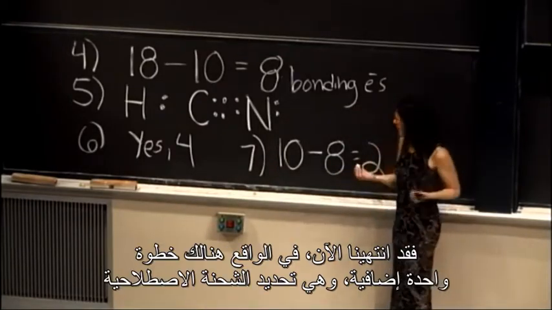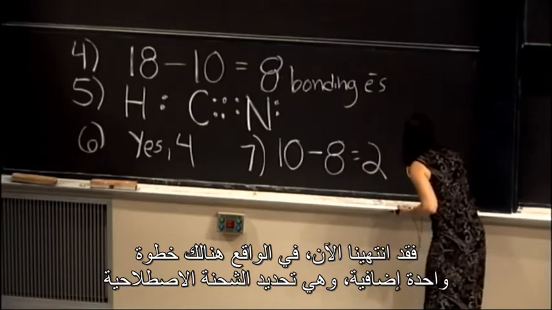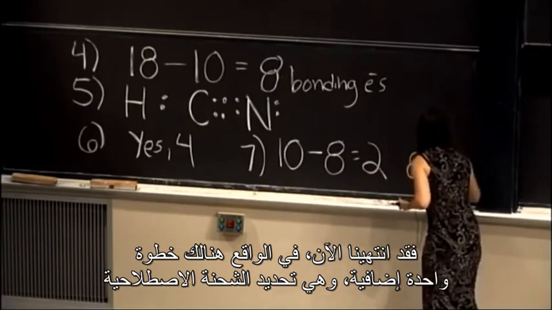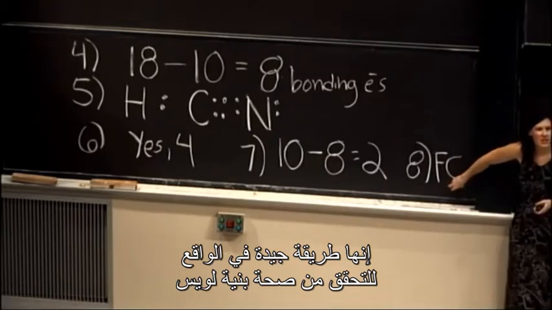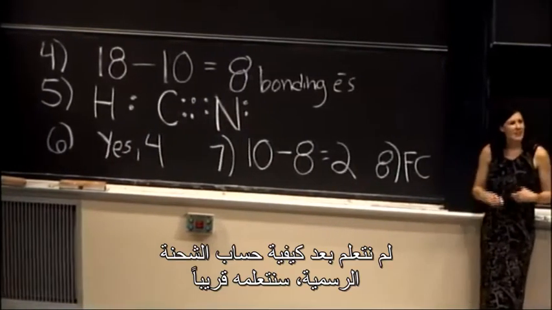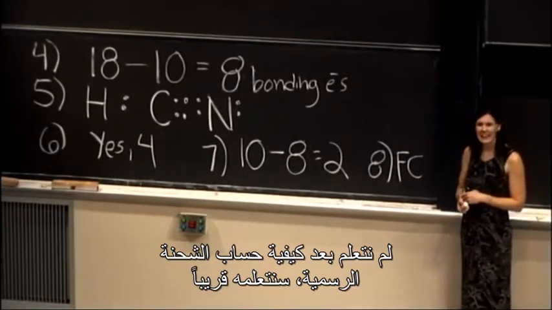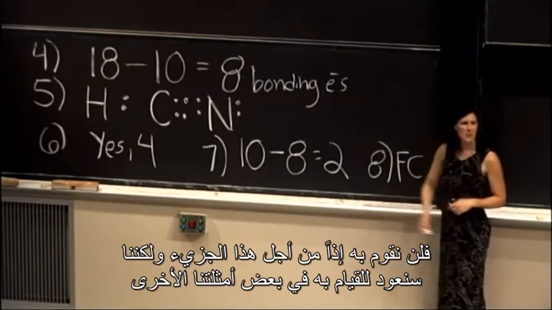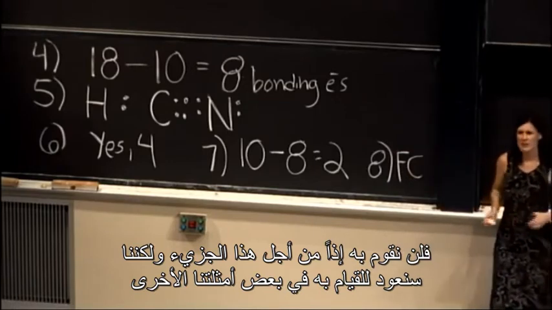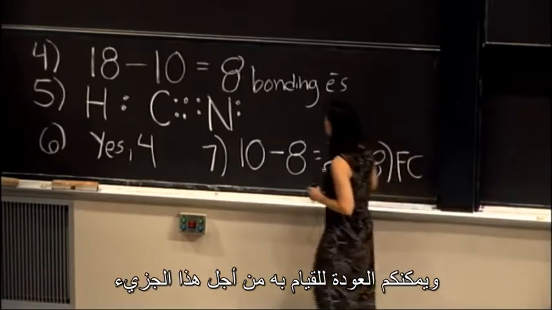So now we're done. Actually, there is one more step, which is to determine the formal charge. This is a good way to actually check if your Lewis structure is correct or not. We haven't actually learned how to calculate the formal charge yet. We'll learn it soon. So we won't do it for this molecule, but we'll go back and do it for some of our other examples, and you can go back and do it for this one.